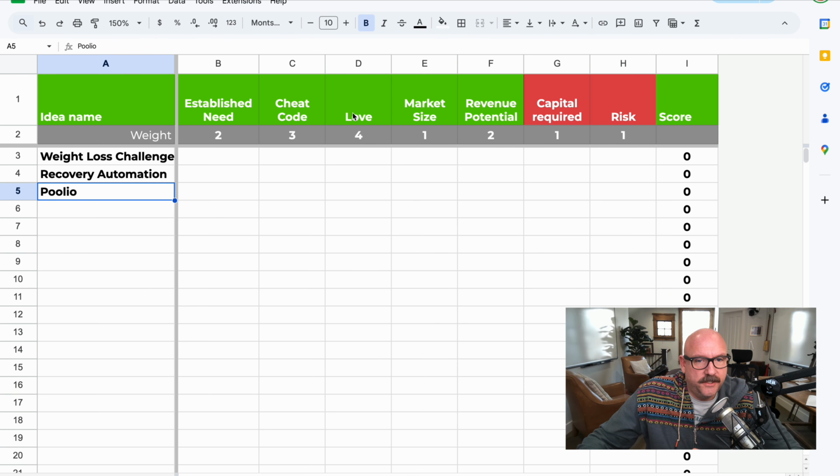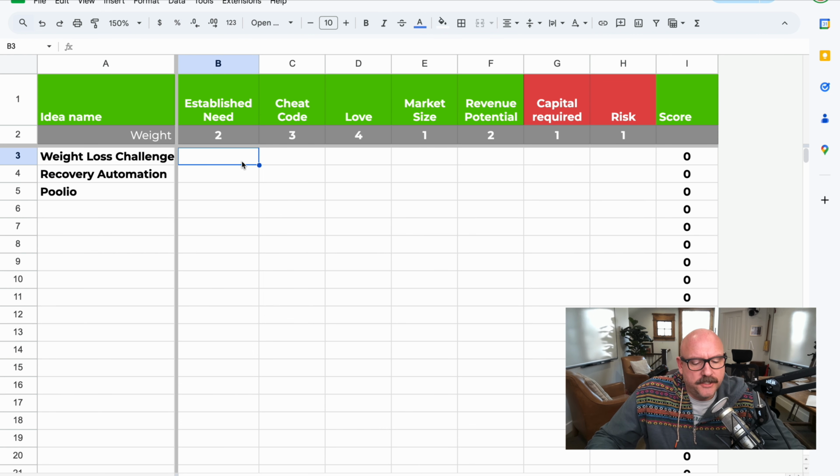So let's just weight 3 of these ideas, and let's just say that my criteria here is established need, cheat code, love, market size, and revenue potential. Those are my positives. And then the capital required is my negative. I don't want it to require a lot of capital, and I don't want to take a lot of risk with this. So anything with a high risk is going to be dinged here. But I've only weighted those at 1. You can choose a different weighting if you definitely want to steer away from that. But let's just see how these would turn out.